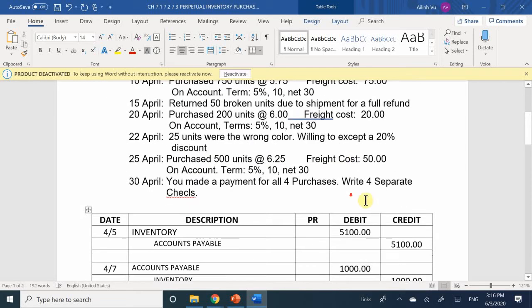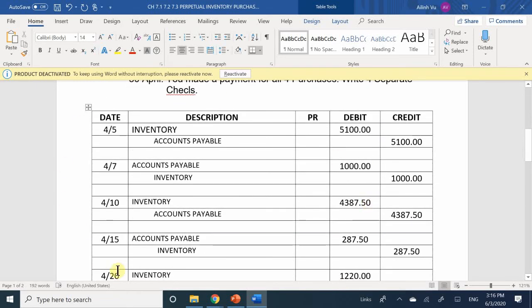So let's go ahead and scroll down. Let's see how much the original price for the 410 was. 410 was originally $4,387.50. And we returned $287.50. So how much are we paying now?